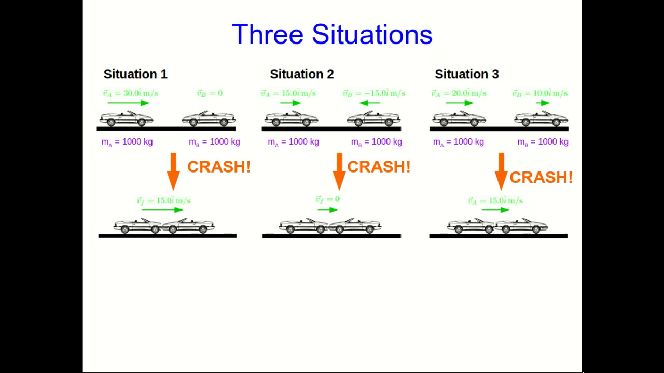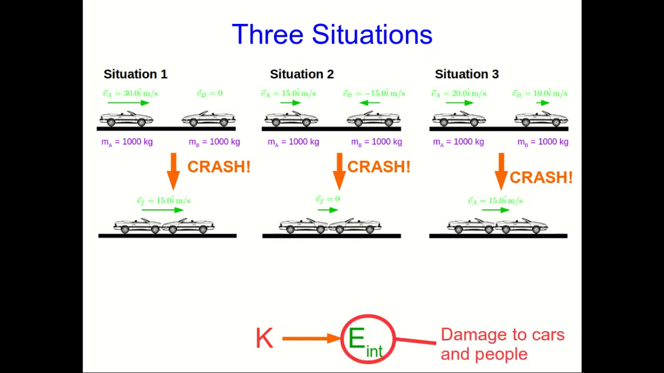If you work through the totally inelastic collision, you come up with those values that I've listed on the screen there. What's going to happen is that kinetic energy is going to be converted into internal energy during this inelastic collision. That is where the danger is, because that internal energy represents damage to the cars and possibly the people in them. So it seems reasonable that the collision with the most kinetic energy should be the one that is the most dangerous.